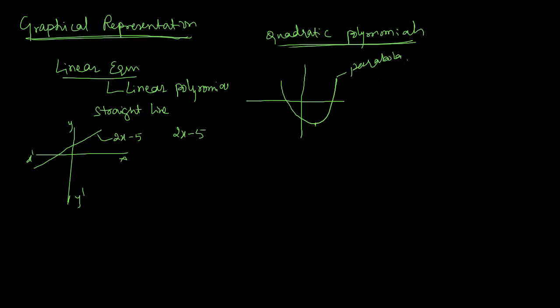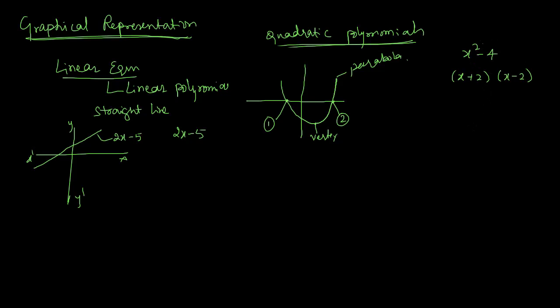You will have a vertex here, and this parabola cuts or touches the x-axis at 2 points. That's 1 point, that's 2 points. If you remember, in the previous page we used x square minus 4. That actually had x plus 2 and x minus 2.